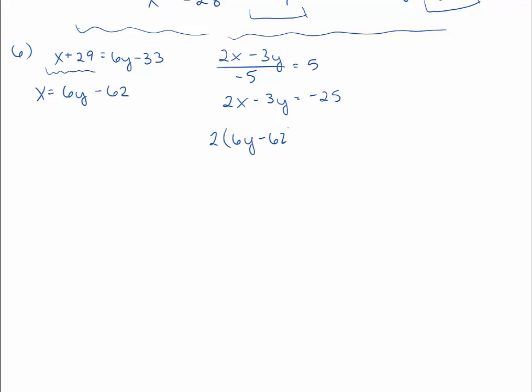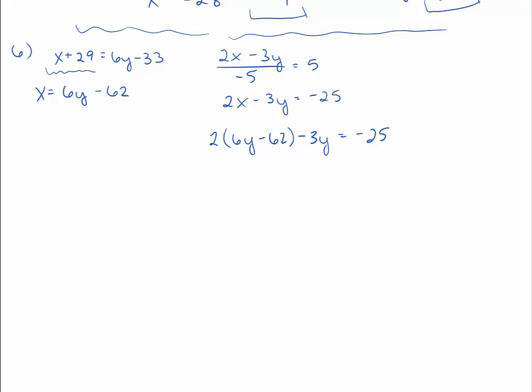So I have 2x, so 2, and then instead of x, I'm going to put 6y minus 62. It doesn't matter that you have to solve for y first, which I've done in the last few problems. If x is easier, then solve for x first, right? So I'm plugging in x for this one, and I have minus 3y, continuing on with rewriting the equation above, and equals negative 25. Now you'll see that we have one equation and one unknown, just one variable, so I can solve for y. Let's do that.